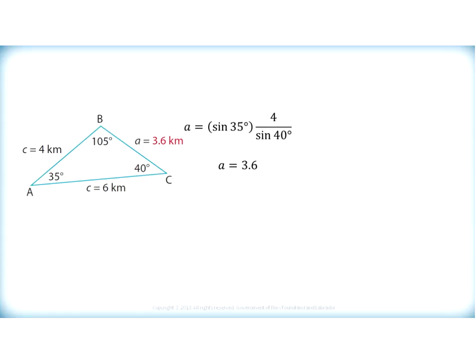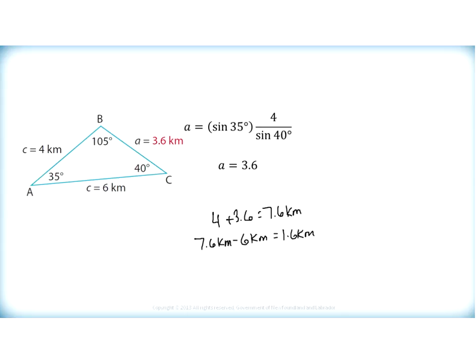So her total trip now is from A to B to C. So she went 4 kilometers from A to B and 3.6 kilometers from B to C for a total of 7.6 kilometers when she took her detour. So how far did she go out of her way? She went 7.6 kilometers minus 6 kilometers, which is the direct route. So she ended up going an extra 1.6 kilometers on her journey.